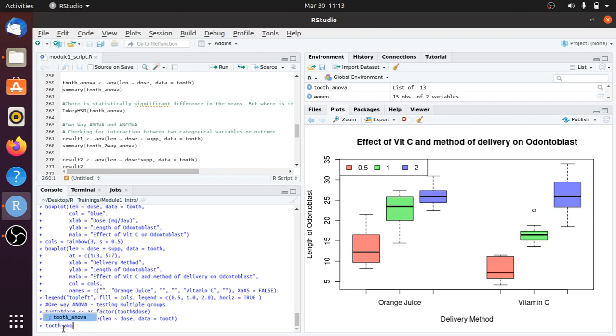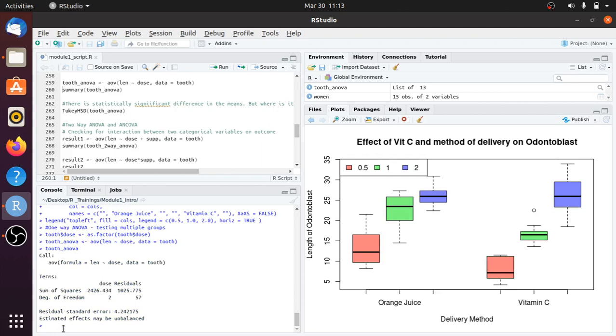So you see it. Before we look at the summary, output tooth_anova. You can see what it's giving you. It's giving you the formula you used: length of odontoblast dependent on dose, and your data is the tooth data. It's also giving you the sum of squares, the residuals, the degrees of freedom, and the standard error, all the way.